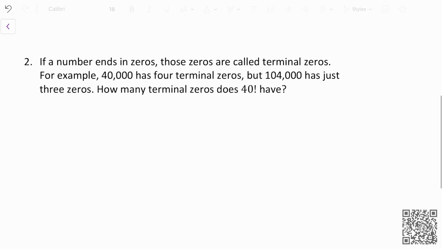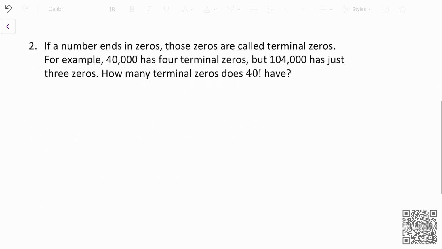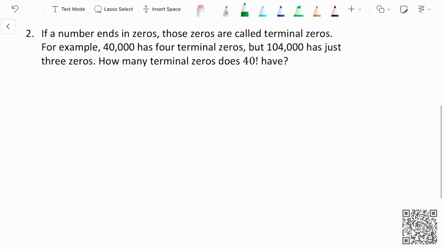So using the answer from part A, or question number 1, now we just need to find out how many 2s there are in 40 factorial, like how many powers of 2, because we know that 10, which just adds a 0 onto the end, is made with 2 times 5. So we're going to find out all the powers of 2, and then pair them with all the powers of 5 to see how many 10s we can make, and that's going to be how many terminal zeros we have.